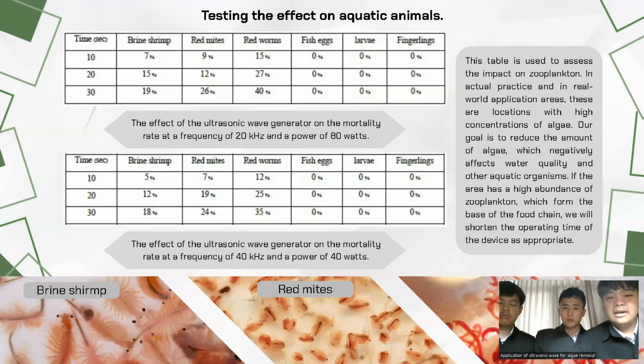Next, testing the effect on other aquatic life. These two tables show the impact of both ultrasonic frequencies on the mortality rate of other aquatic species, with exposure lasting only 30 seconds. It is clear that both ultrasonic frequencies had an effect on the zooplankton, but did not affect the fish.